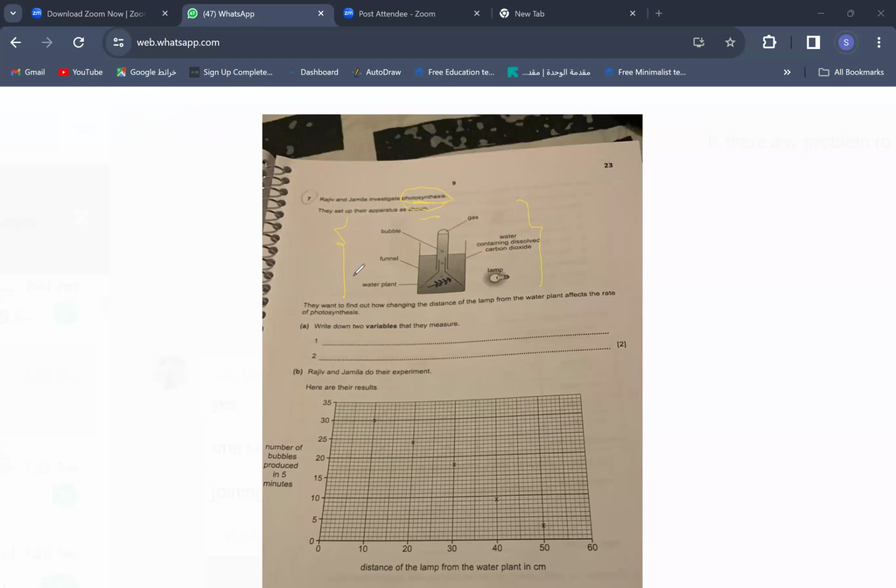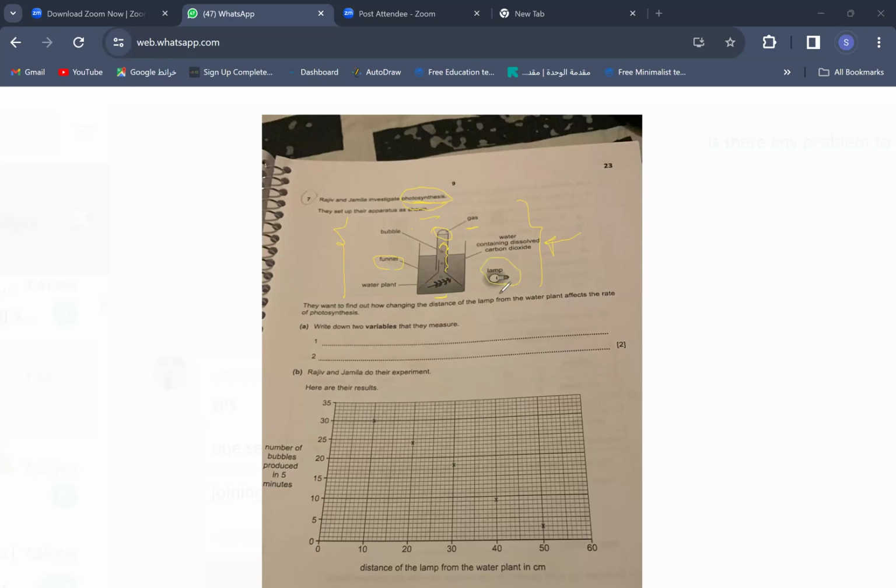What they did. Look, we have here a water plant, from the water, and we have a funnel. Yes, we know the funnel shape from the science lab, and those are bubbles, small bubbles indicating, of course, the release of a gas. And this gas is collected here in this space, and we have water containing dissolved carbon dioxide. Then we have a lamp as a source of light.